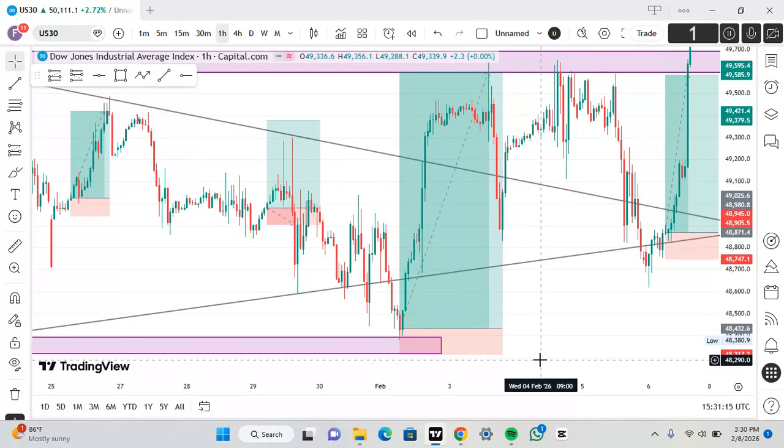US30 is one of the most volatile assets in the market, and this is the simple strategy I use to make the most out of it.